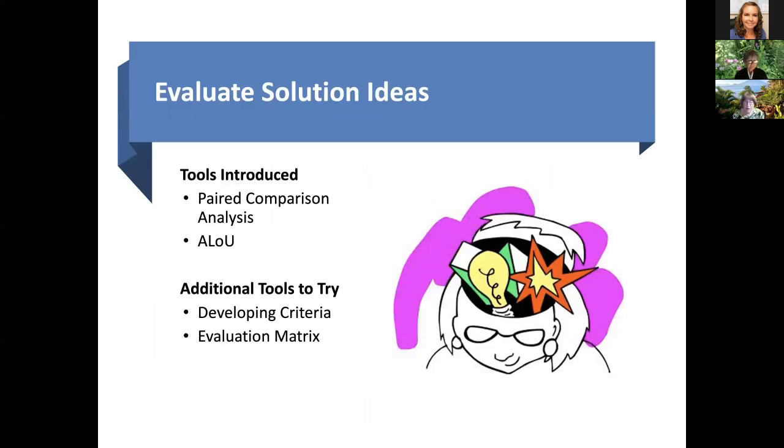So in this section of evaluating and thinking through your solution ideas in order to choose which ones are worth following through with, we looked at paired comparison analysis and ALOU. There are some additional tools in the publication to use. One is developing the criteria. Okay, and that's an important one if you want to think, how can we think this through? And the evaluation matrix, which is used by global issues teachers.